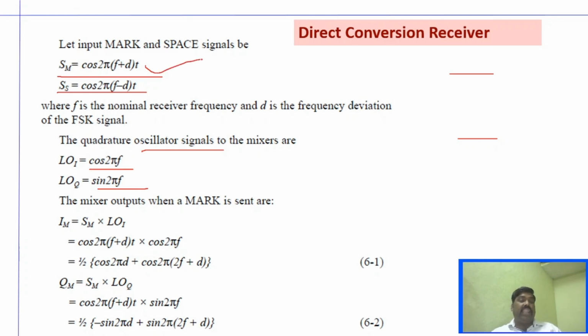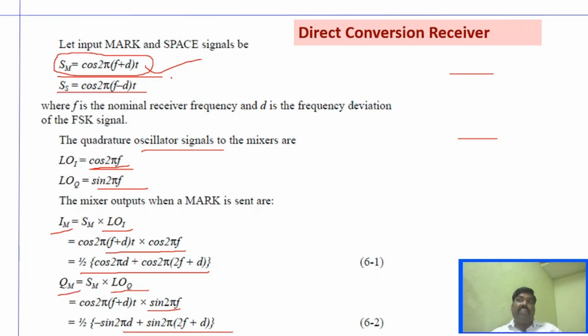If you take the mark signal, it will be multiplied with this local oscillator signal, right? And similarly, after multiplying, we'll obtain this particular component, and the same signal will be multiplied with the other local oscillator signal, which is phase shifted, that is sin 2 pi, and we'll obtain this particular component, right? So for the mark signal itself, we will obtain two components, that is the in phase component as well as the quadrature component.